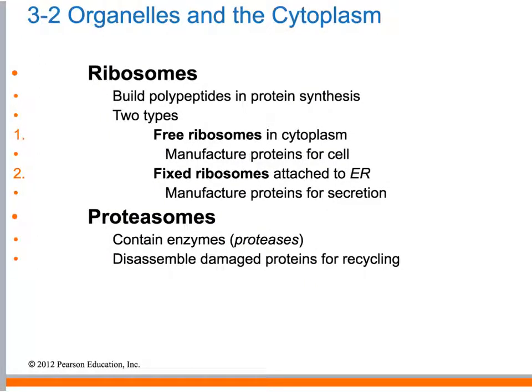The ribosomes are a very important part of the cell. There are 2 types. There are free ribosomes and fixed ribosomes. The function of the ribosomes is to build polypeptides in protein synthesis. The free ribosomes are in the cytoplasm, and they manufacture proteins for the cell. The fixed ribosomes are attached to the ER and manufacture proteins for secretion. Lastly, the proteasomes contain enzymes called proteases, and they disassemble damaged proteins for recycling.